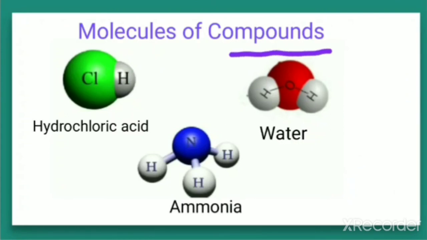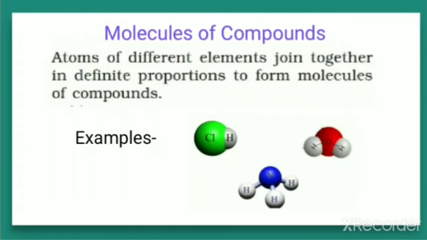So what is a compound? Compound is actually a molecule which is made up of 2 to 3 different number of atoms of different elements. That is called compounds. And always they are combining in a definite ratio. So let us first define what is molecule of compound.